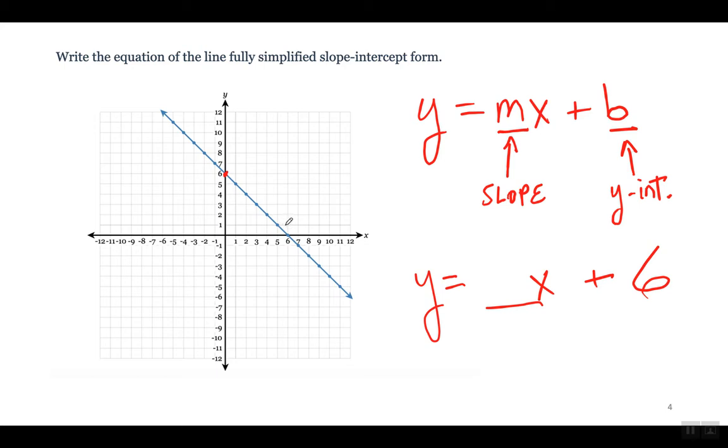Once you simplify the slope, they all give you the same answer. So first of all, is my slope going to be positive or negative?